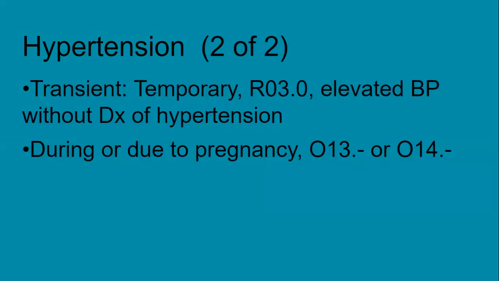Transient, temporary, R03.0, elevated blood pressure without diagnosis of hypertension. During or due to pregnancy is going to be O13 through O14.